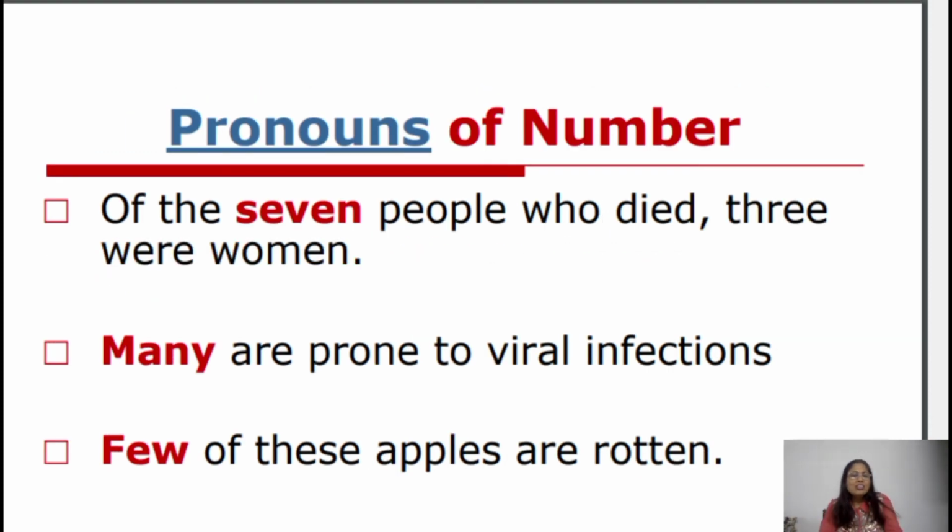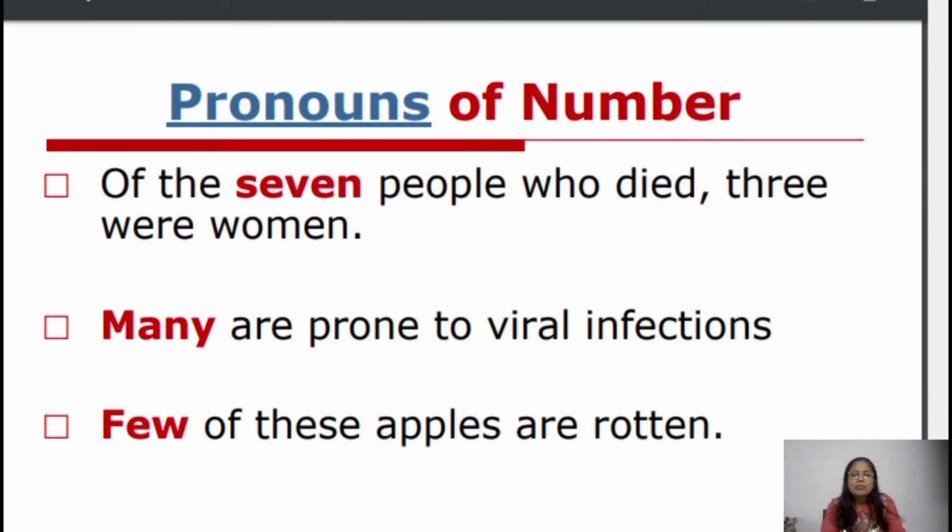Do you know that even numbers are used as pronouns? It depends upon the usage. If a number is replacing a noun, let's have a look at the example. Of the 7 people who died, 3 were women. The word 3 here is replacing a noun, that is women. 3 women. Many are prone to viral infections. Few of these apples are rotten. They all refer to numbers, so pronouns of number.